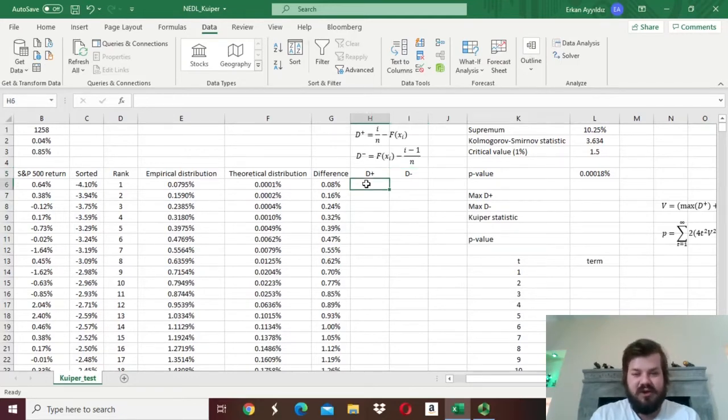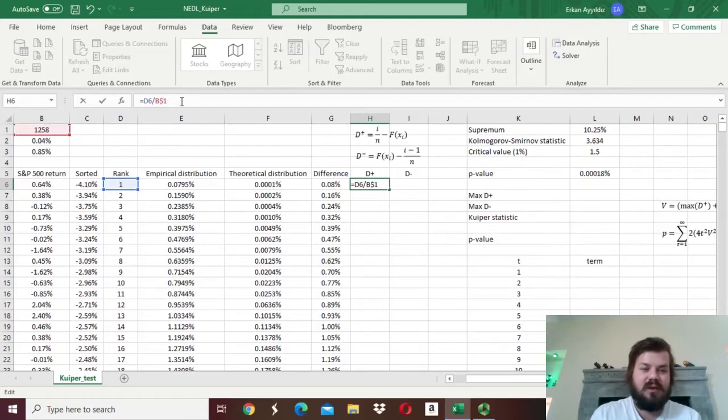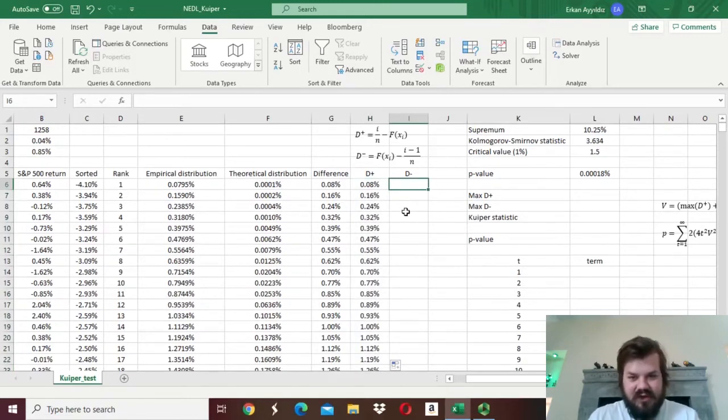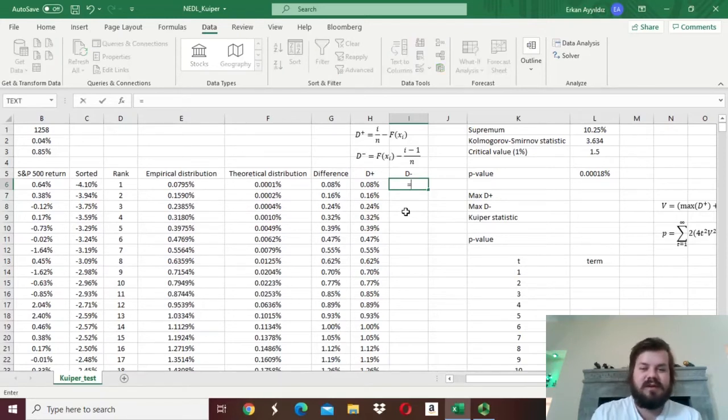So to calculate the positive deviations, we need to first calculate the rank divided by the number of observations, so i divided by N, and we need to lock N because it doesn't change observation to observation. Then we need to subtract the value of the theoretical distribution, so F of X i. And then we need to drag it all the way down. For the D minus, so negative deviations from the empirical distribution function, we need to do the reverse. We need to first input the value of the theoretical distribution function, and then subtract i minus 1, so rank minus 1, over the number of observations N. And here we lock the row as well.